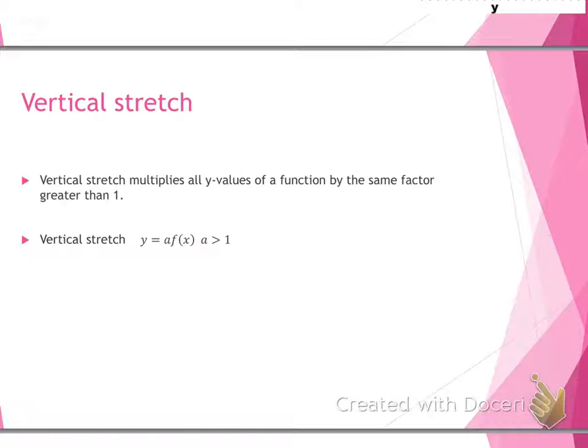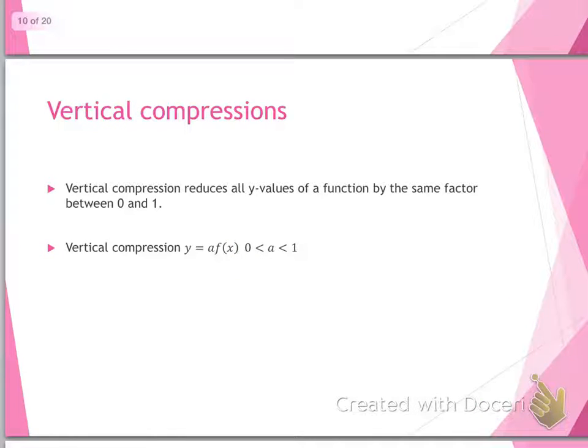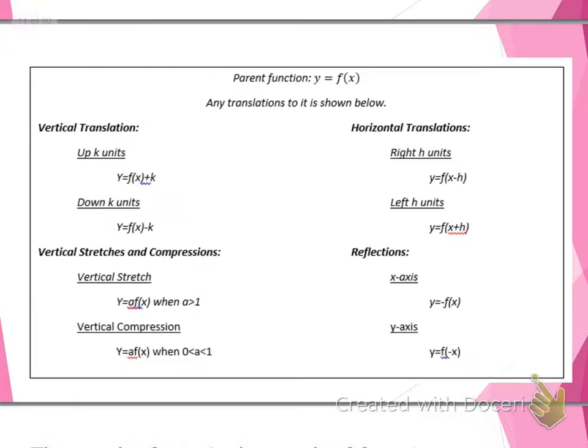Okay, vertical stretch. Vertical stretch multiplies all y values of a function by the same factor greater than 1. So vertical stretch, if it's getting fatter, it has to be bigger than 1, and it's always going to be multiplying your functions. Compression, it's going to be smaller than 1, so it's going to be more like a decimal this time, like 1/2. Okay, and it's also going to be multiplied by your function.